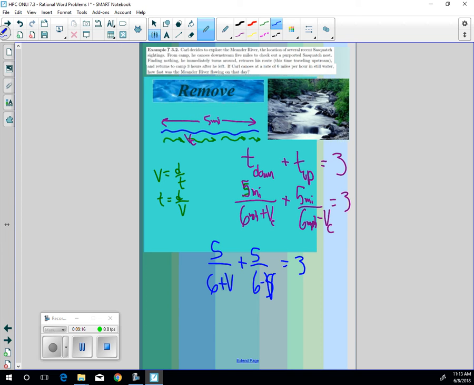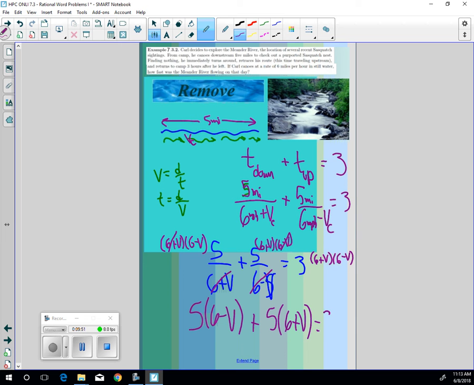So you're going to need to do a lot of multiplying here. You're probably going to want to clear this fraction. You're probably going to want to multiply by 6 plus v, 6 minus v. So these will cancel out, and you'll get 5 times 6 minus v. And here you're going to get 5 times 6 plus v. That's going to be 3 times 36 minus v squared.